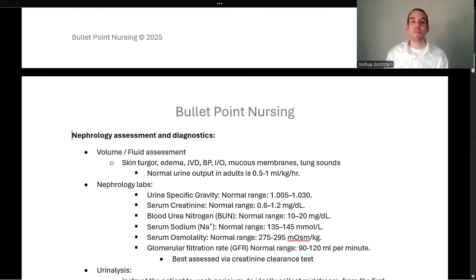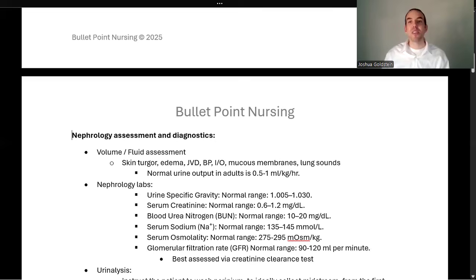Finally, we have the GFR, the glomerular filtration rate. Normal range is 90 to 120 mLs per minute. Believe it or not, your kidneys are amazing. They filter out 90 to 120 mLs per minute. And we get this GFR. It's part of a standard set of labs that we get on all our patients, or many of our patients, certainly all of our nephrology patients.